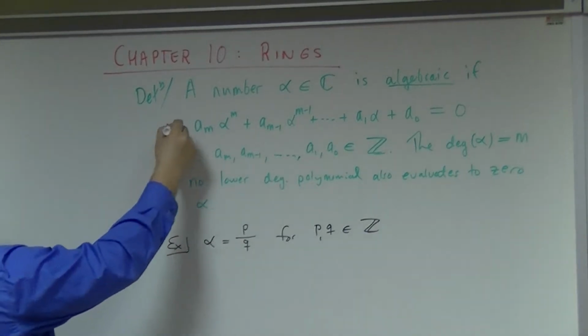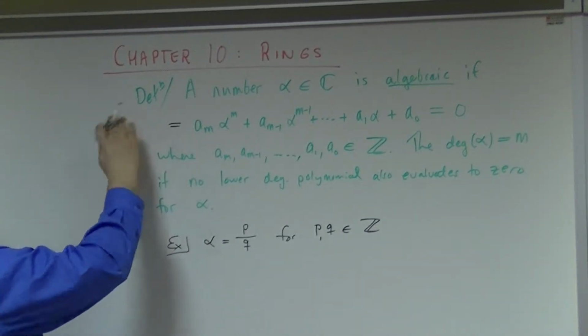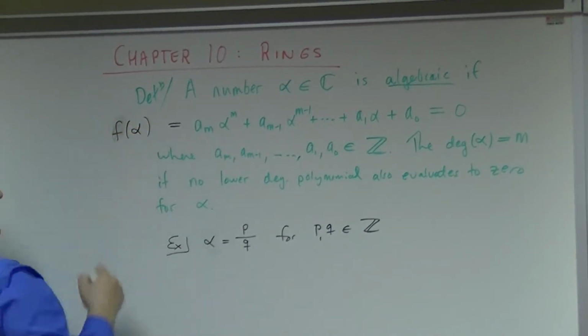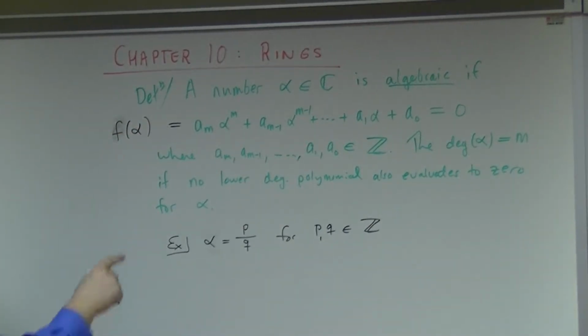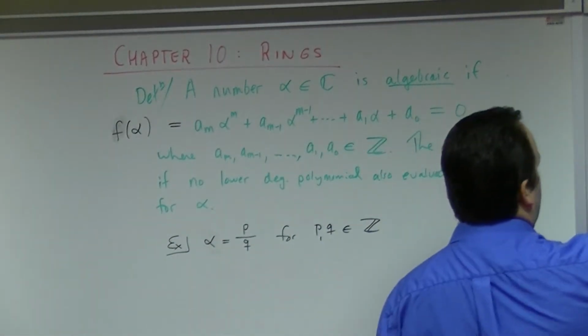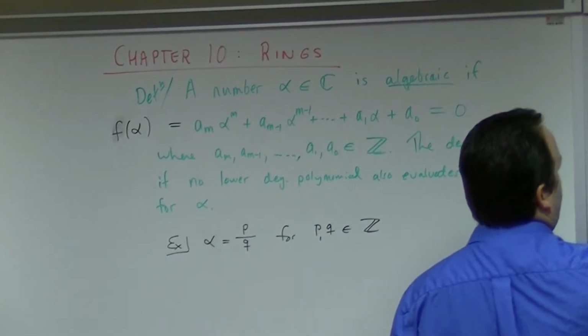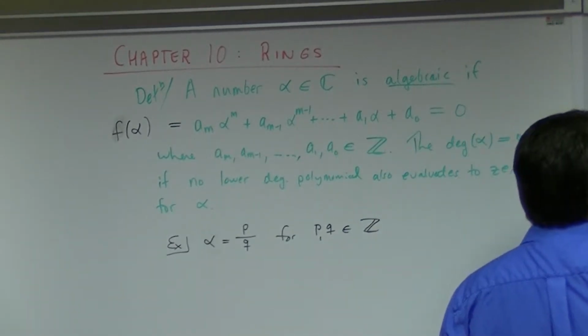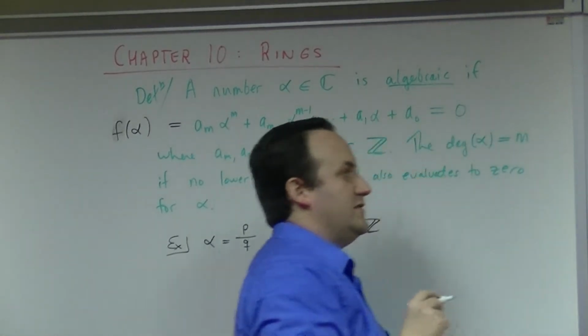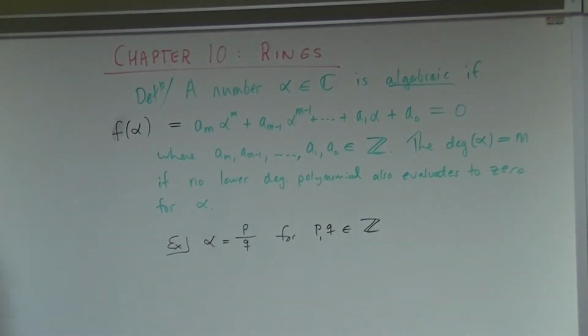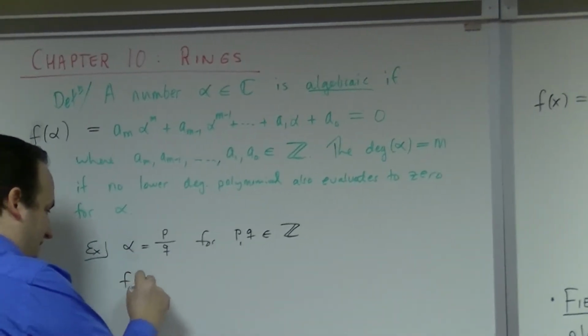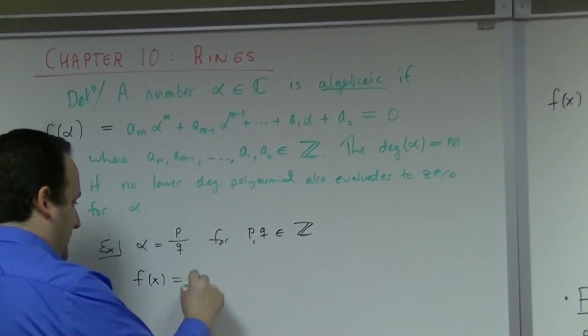For the sake of language, I'd like to say that this thing is equal to f of alpha. In that language, I could also talk about f of x equal to a_m x to the m plus dot dot dot plus a1 x plus a0. That way I can distinguish between the solution and the polynomial. They're kind of blended together in Stillwell's definition, which is fine. So f of x equals what? You say q times x minus p.